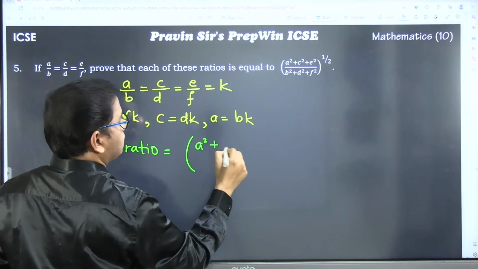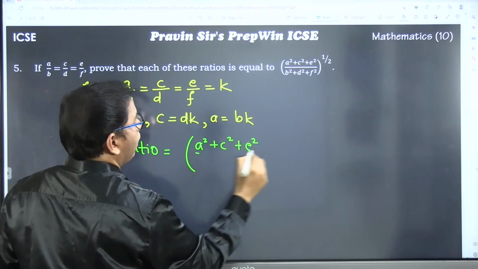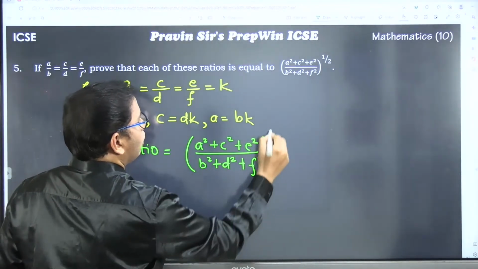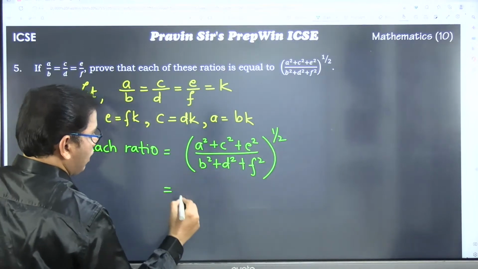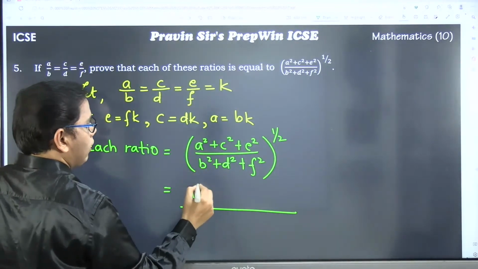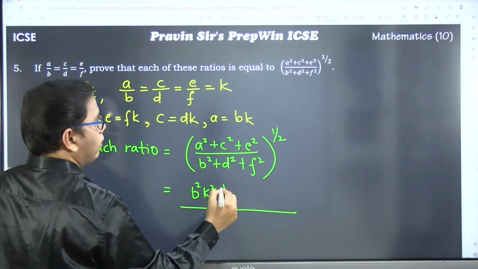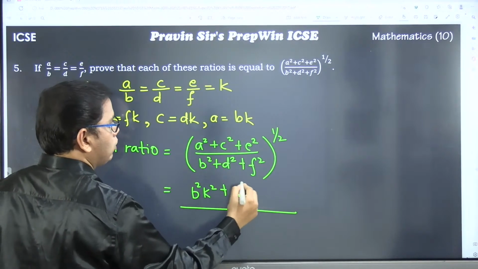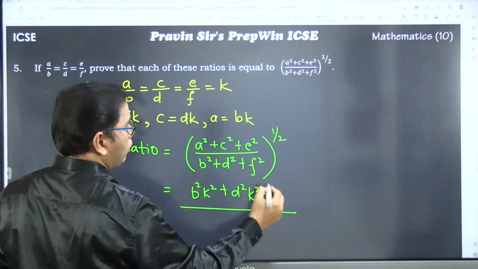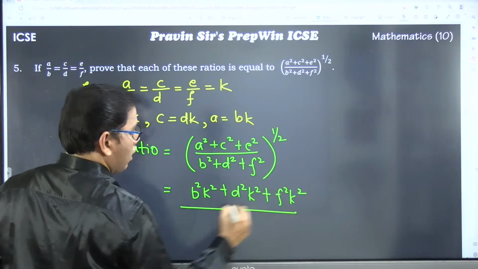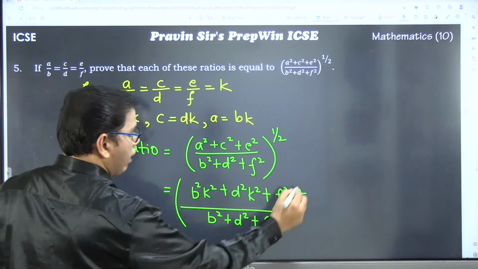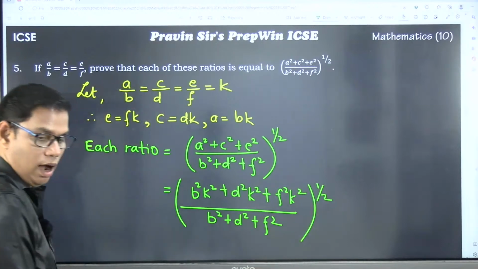A square plus C square plus E square upon B square plus D square plus F square, to the power half. Now what is A square? A क्या है? B के. So A square will be B square K square. What about C square? C is equal to dk, so C square is d square K square. And E is equal to Fk, so F square K square upon B square plus D square plus F square. And everything is raised to the power half.